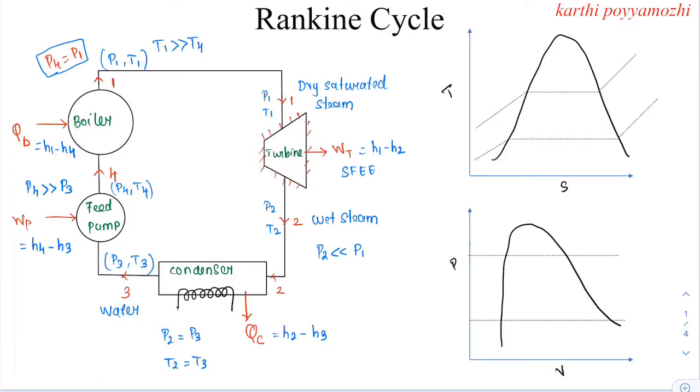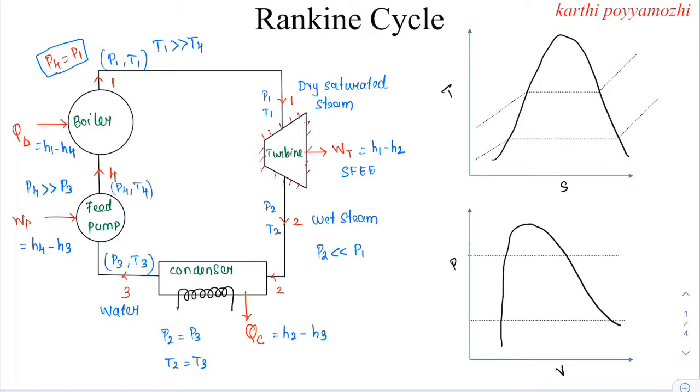There is a work done by the system, which is by the turbine, and the work which is done to the system for a feed pump, which is nothing but the centrifugal pump, and there is a heat rejection and there is a heat addition. That is, heat rejection is to the condenser and the heat added is to the boiler.